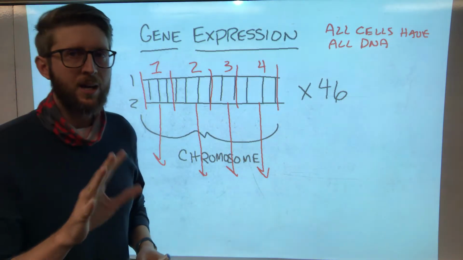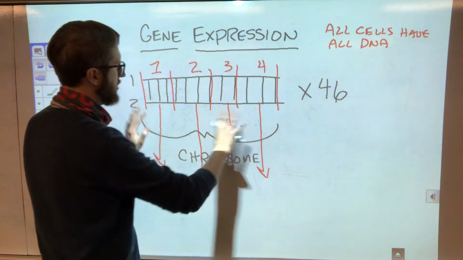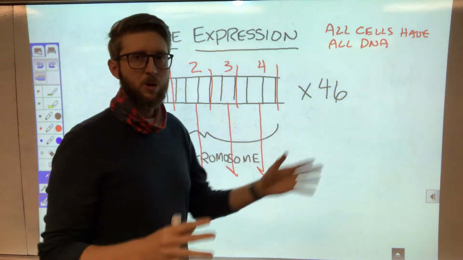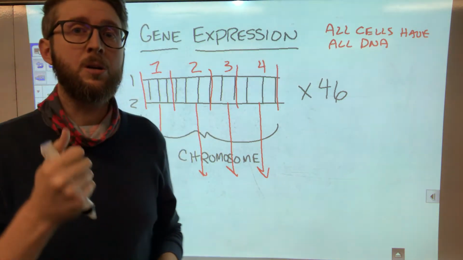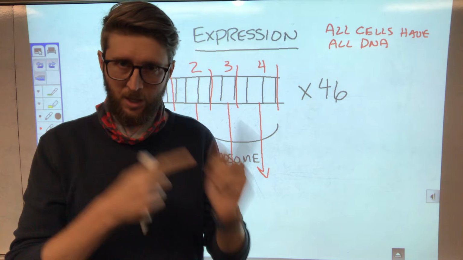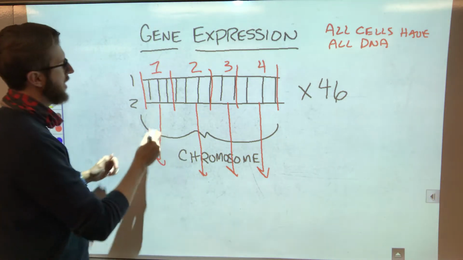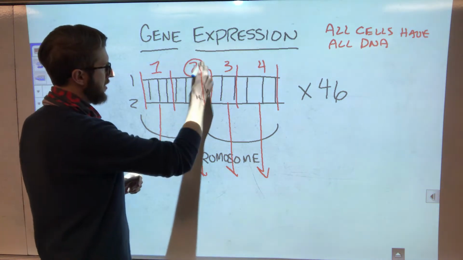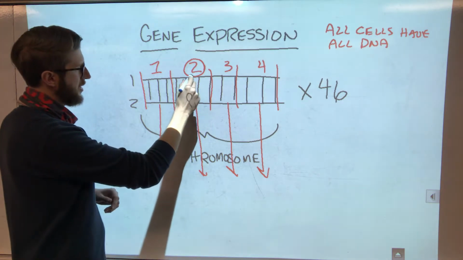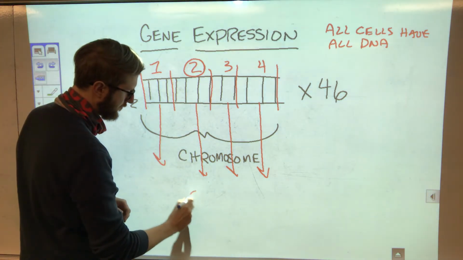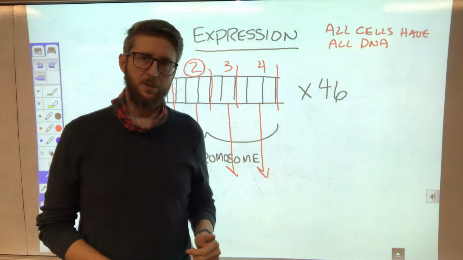And the way that that happens is that of all the DNA, of all the 46 chromosomes and all the genes that are on each of those chromosomes, only the hair cell genes are turned on. Yes, genes can be turned on or left off, okay? So let's say that gene number 2 is the hair cell gene. When gene number 2 is turned on, then it becomes a hair cell.